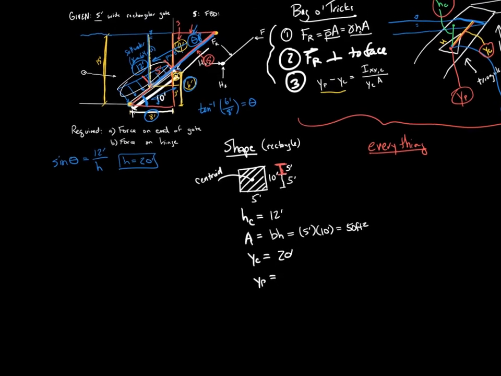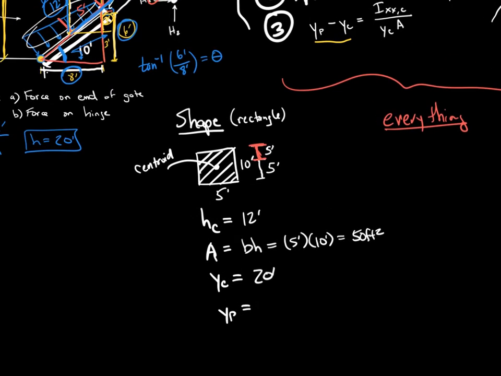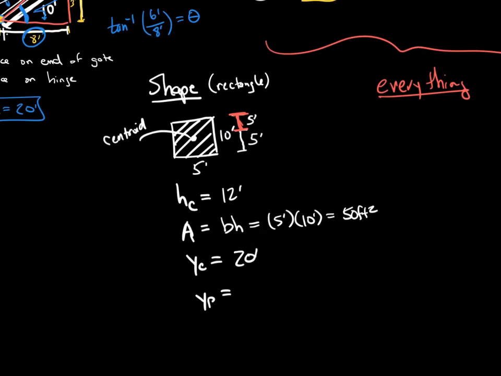All right, so the last thing we need from this shape, and I've screwed this up, is not yp. It is Ixx. And we get that from the table, figure 3.32. So I want this to be in white, I, x, comma, c.